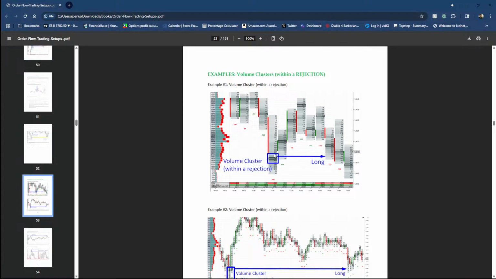We created a large volume cluster towards the bottom of the candle. The next time price came to there, you would enter long or enter calls. I'm assuming he probably closed his trade here, and we'll talk about that in a minute, but I can see why he would have closed his trade here.